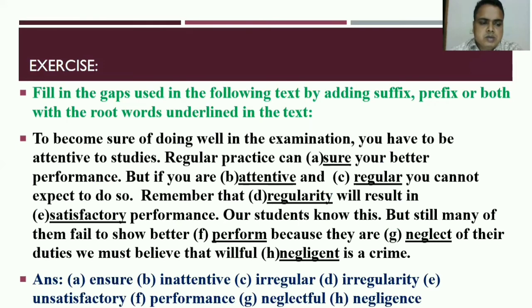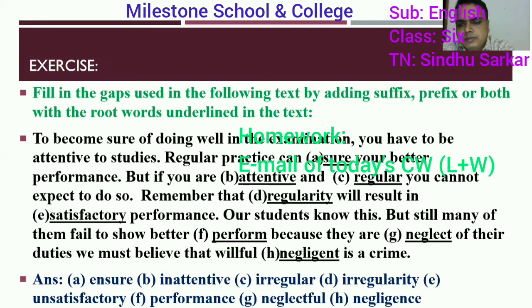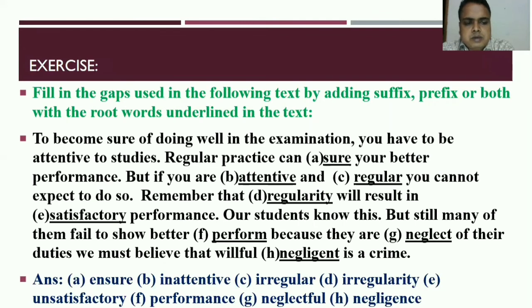Here are the answers. Look at the answers and match the answers that you have written here. First one, sure, it will be ensure. You have to add prefix with this sure, it will be ensure. And then number B, attentive, it will be inattentive. But if you are inattentive and irregular, you cannot expect to do so. Remember that regularity, it will be irregularity, will result in unsatisfactory performance. It will be unsatisfactory, so you have to add an prefix with this satisfactory.